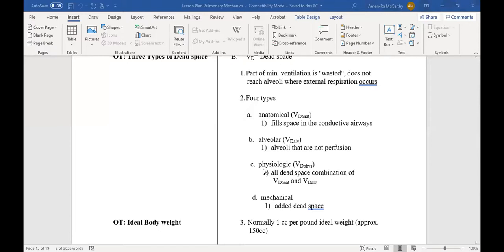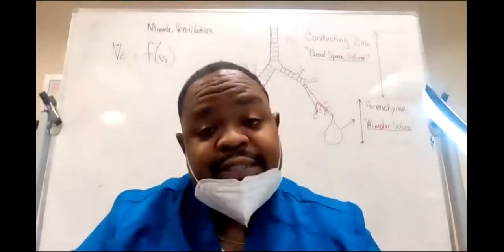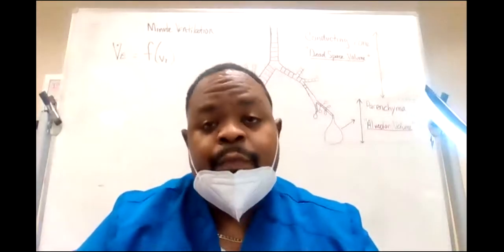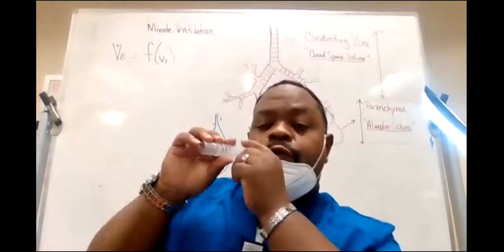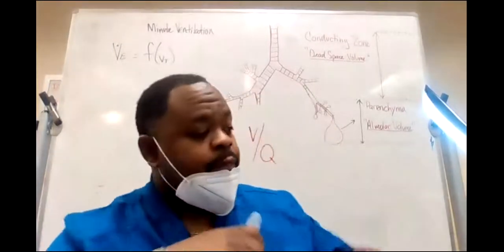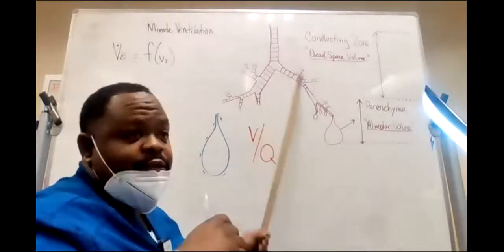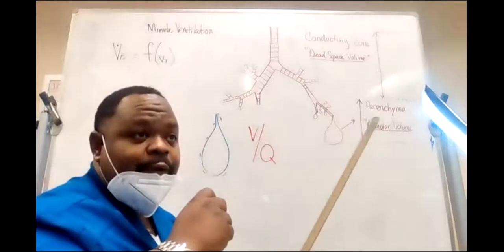And the last type of dead space is mechanical. And this is anything that I add to the breathing circuit, okay? So everybody look at me. If you have a patient that's on a ventilator and they have the tube going all the way to the machine, well, we have anatomical dead space, which is the upper airway all the way through the conducting zone. That's anatomical dead space, right?